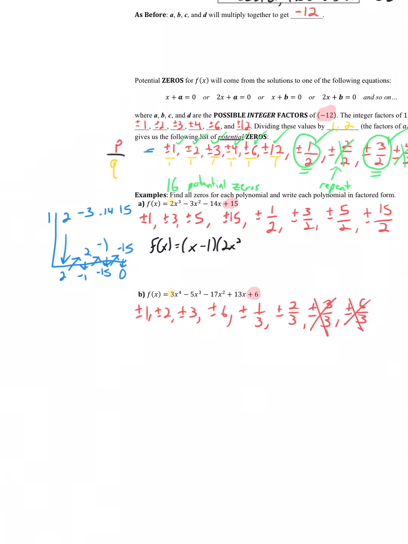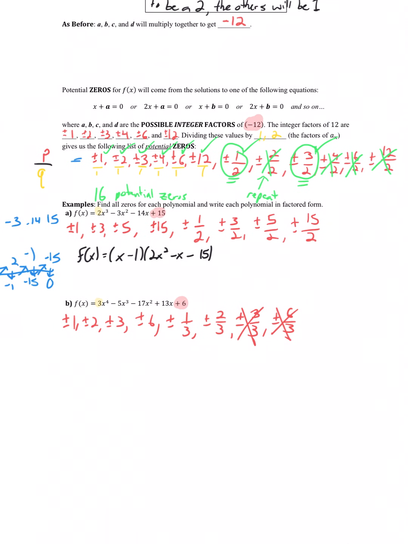I'm still left with 2x squared minus x minus 15. So I would need to try a box method on that. I know the possible factors of 2x are 2x and x. And then negative 15, that could be a 5 and a 3. It could be a 1 and a 15. We've talked about that. There's a lot of ways to factor that number.